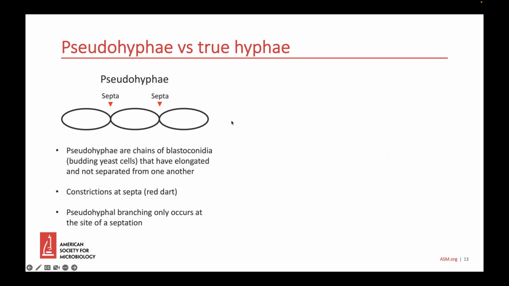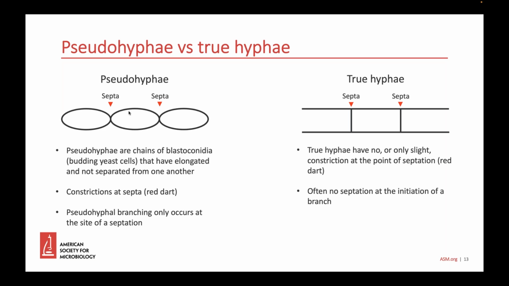So what about the pseudohyphae and true hyphae distinction? Pseudohyphae are really chains of blastoconidia that have elongated and not separated from one another. There are constrictions, notably at the point of septation, at the septa. And pseudohyphal branching only occurs at the site of septation. In contrast, true hyphae have no or very slight constriction at the site of septation. And there is often no septation at the initiation of a branch. So that's the difference between pseudohyphae and true hyphae.